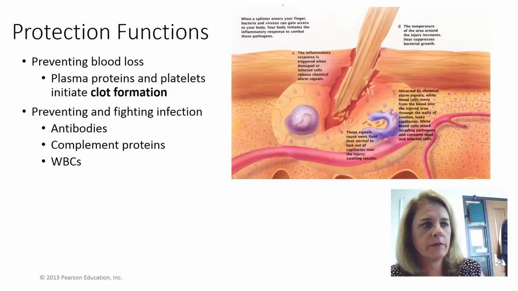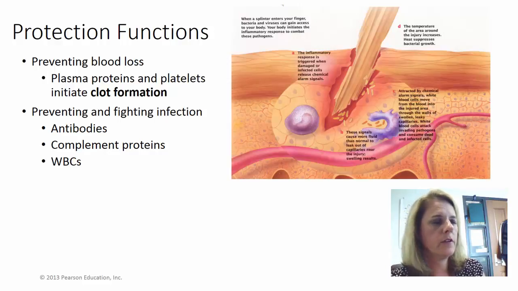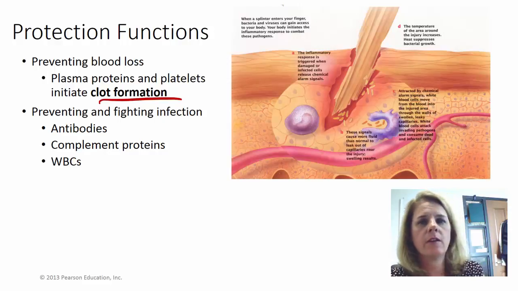It gives us protective functions. One thing, you don't want to lose a lot of blood, so the blood has its own clotting factors. So if you do cut yourself, everything that you need in order for blood to clot and not bleed out is found in the blood, and we'll talk about those processes. And it also plays a really large role in fighting infection through the immune system.